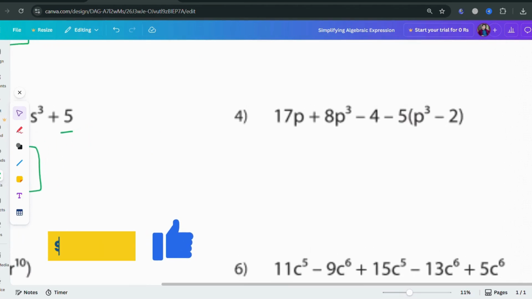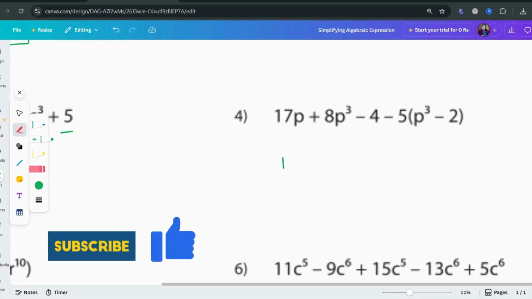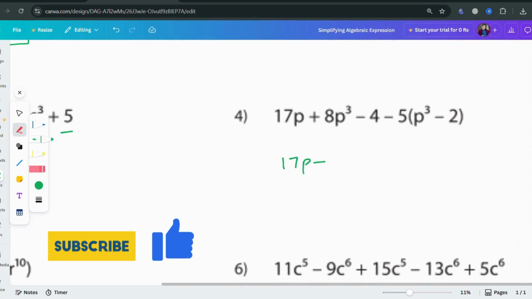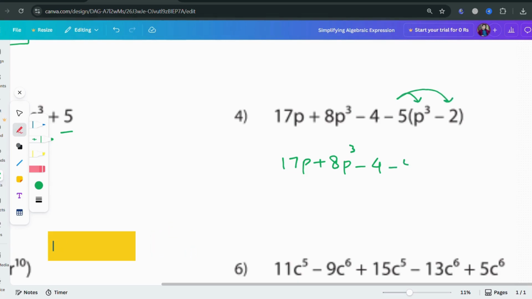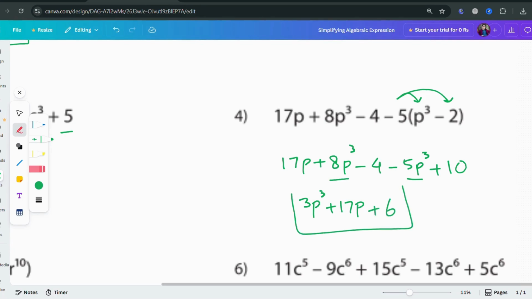Now let's move toward the fourth question. For this one I'm going to be applying the same rules. 8p to the power of 3 minus 4, this minus 5 will start distributing. So minus 5p to the power of 3 minus minus, plus 5 times 2 is 10. Now if I combine them, 8p to the power of 3 and minus 5p to the power of 3 are the like terms. So this will give me 3p to the power of 3. Now 17p will remain the same because it does not have any other term to combine with, plus 6. That is going to be the answer for question number 4.